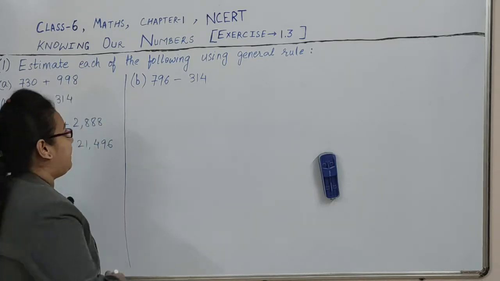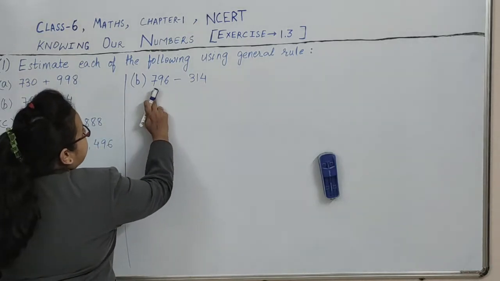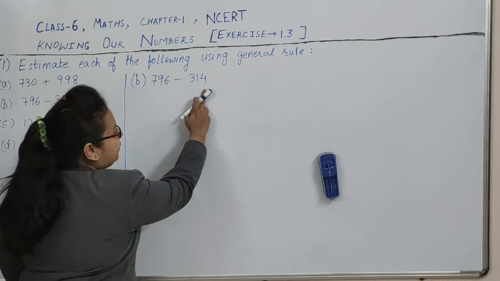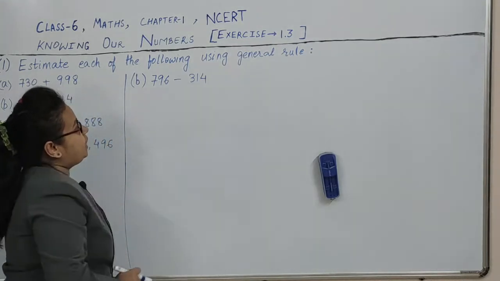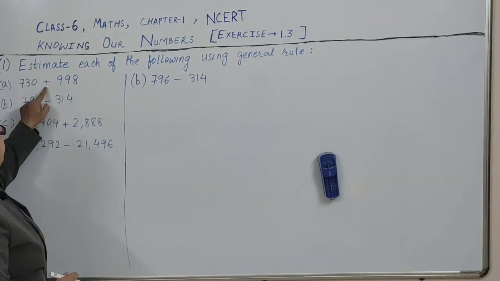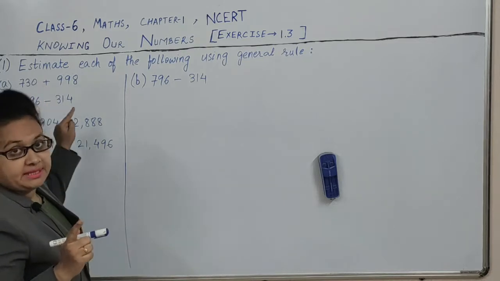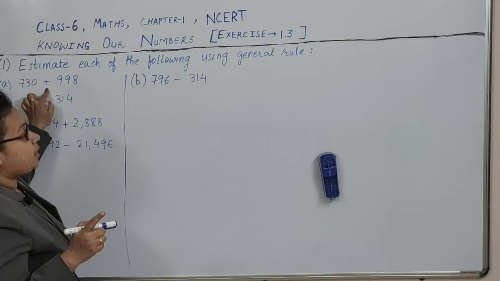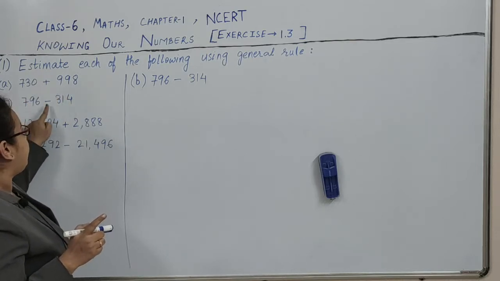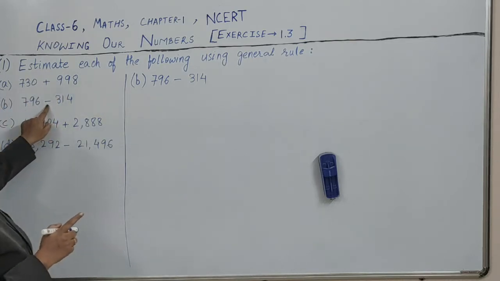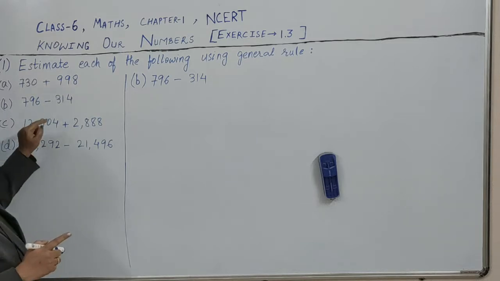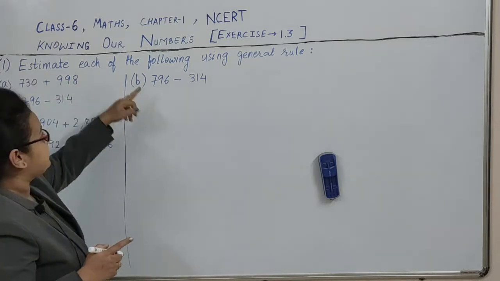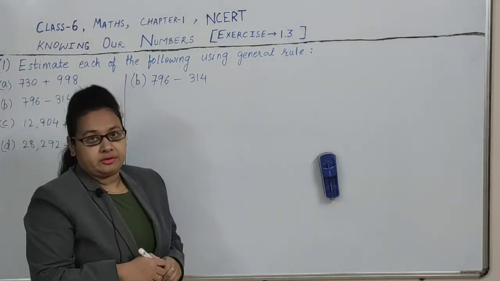Now let us come to the B part. What is there in the B part? 796 minus 314. In the A part it was plus, so we did the estimated sum. Sum means to add, so we did the estimated sum because there was a plus between the two numbers. Here it is a minus sign. So what we will do? We will find the estimated difference, because we have to estimate each of the following using the general rule.